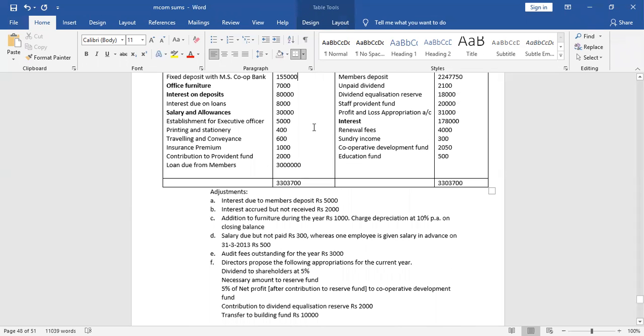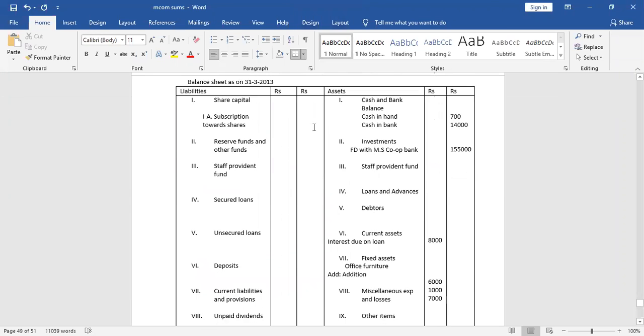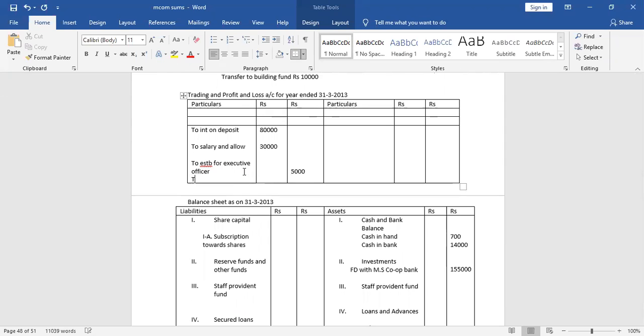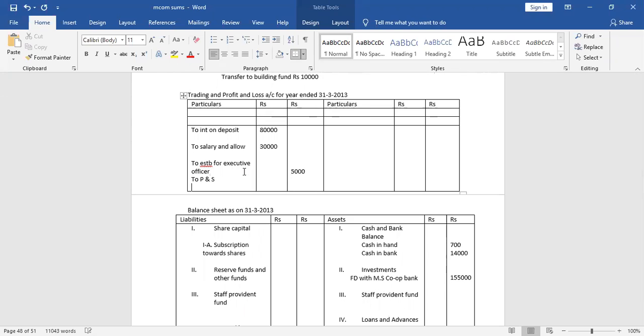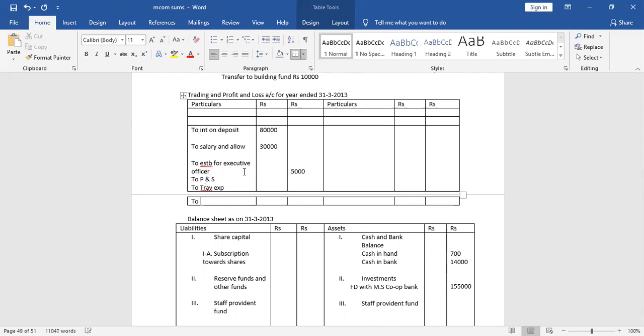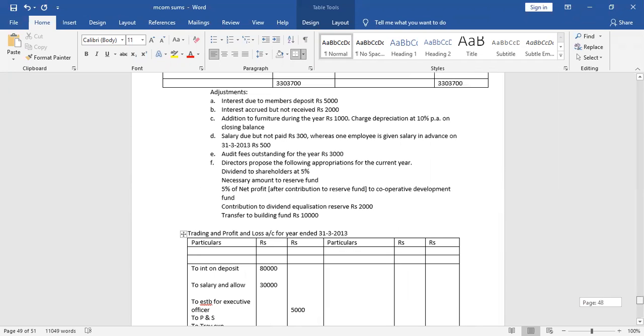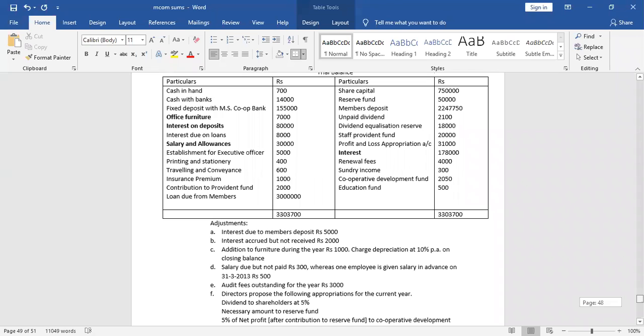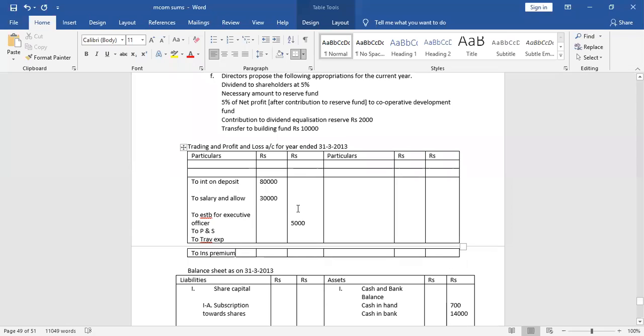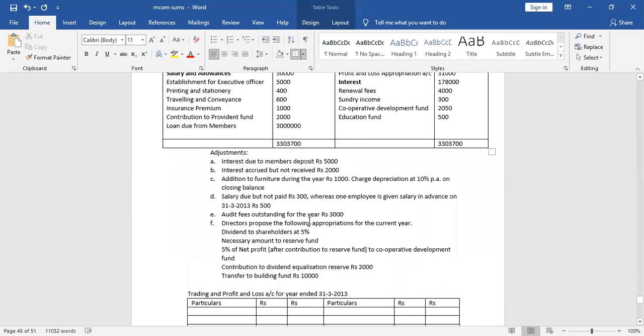Then we have printing stationery 400, traveling conveyance 600, insurance premium 1,000. So we will write here all our P&L account items: to printing and stationery, to traveling expenses, to insurance premium. So let us see what are the amounts. 400, 600 and 1,000.